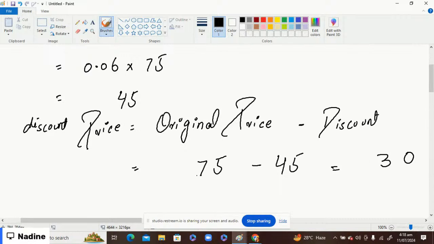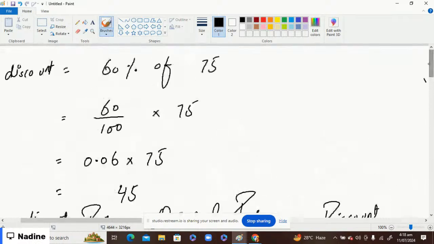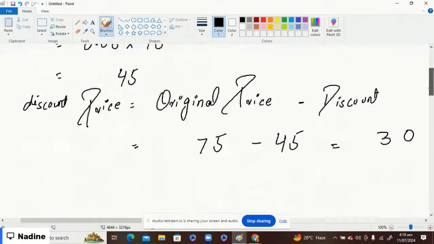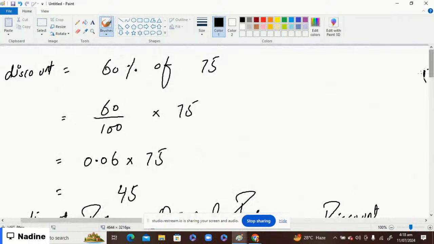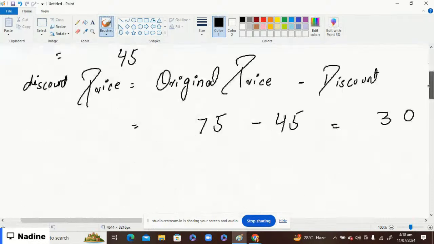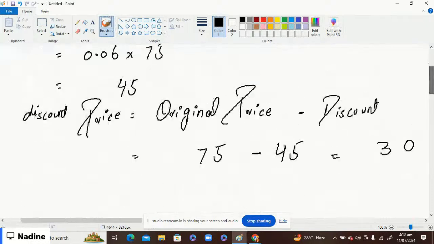Okay. Now find the tax. This is basically the discount price. How to find it? First of all, find the discount. How to find the discount? 60% of 75, and then find the original price. Original price is given in the question, sorry, it's mentioned. And then we find the discount price, just by subtracting. Now find the tax.